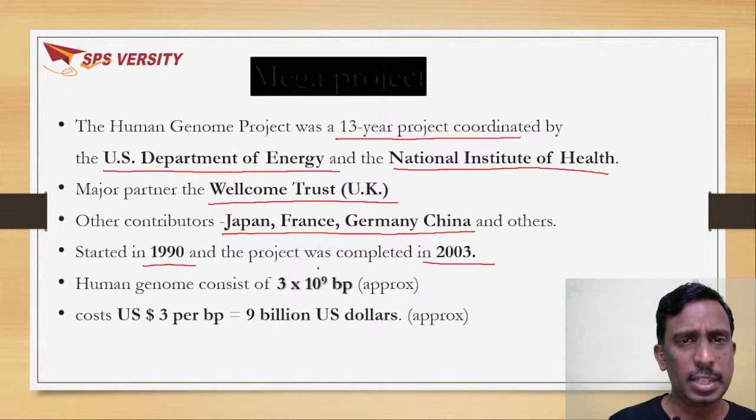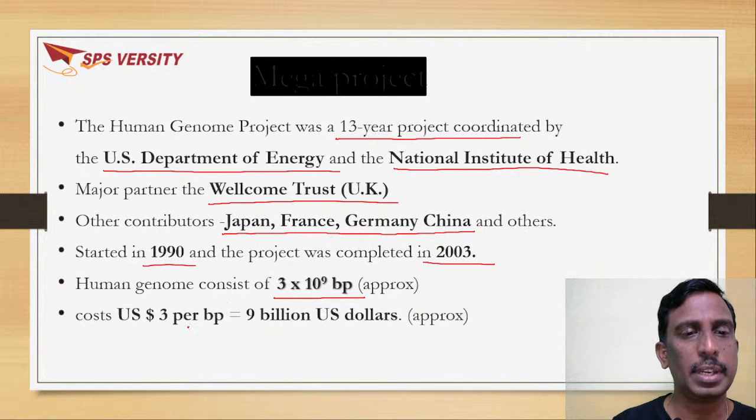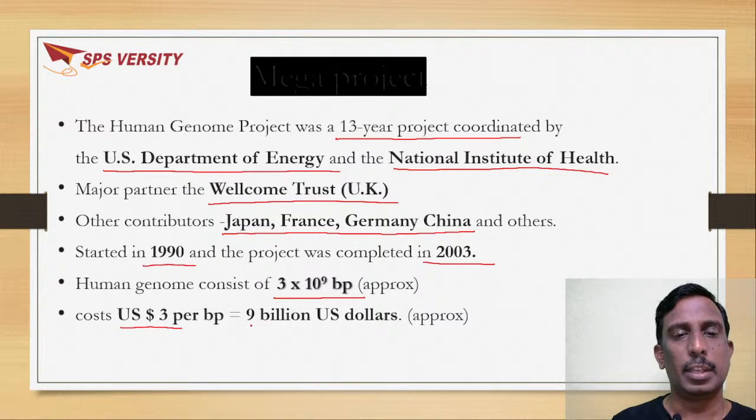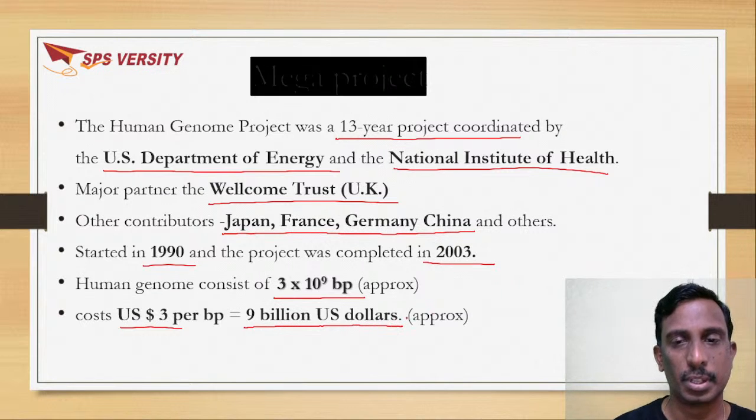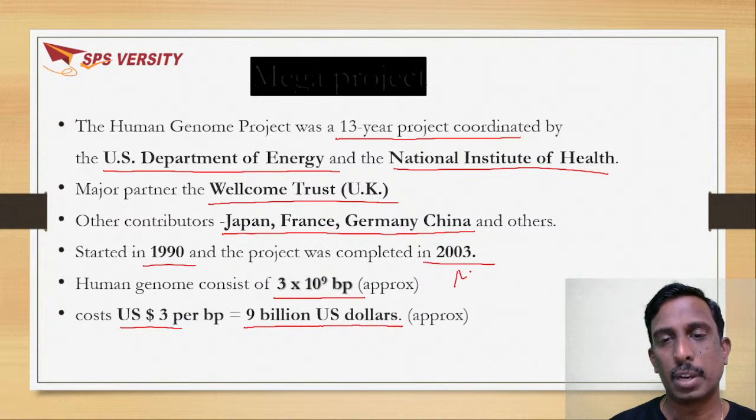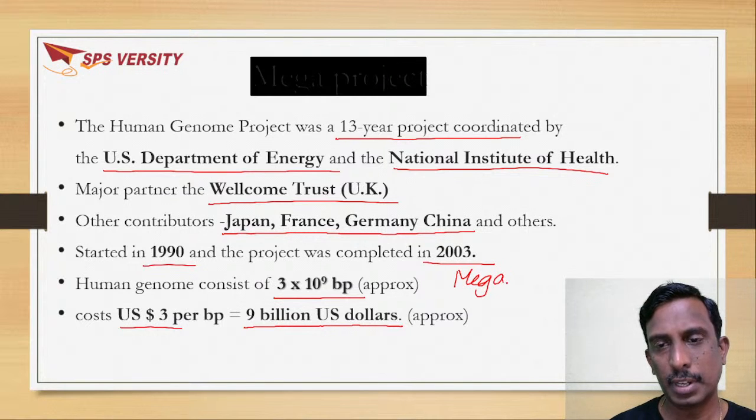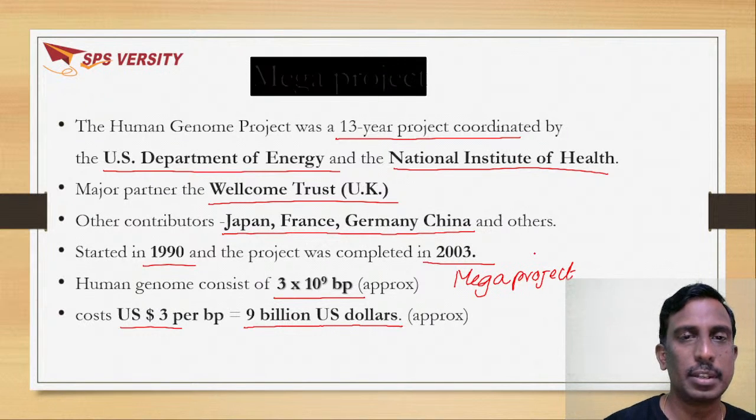So why is it called a mega project? What is the reason for calling it a mega project? The human genome consists of 3 into 10 to the power of 9 base pairs. To find out the sequence, per base pair it takes nearly $3. It means the approximate cost of this project is roughly $9 billion. So that's why it is called a mega project, and a lot of money is involved.